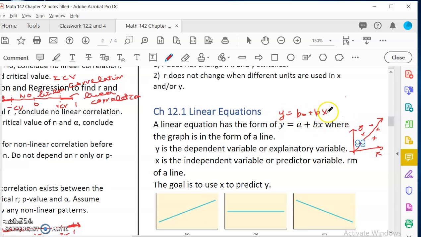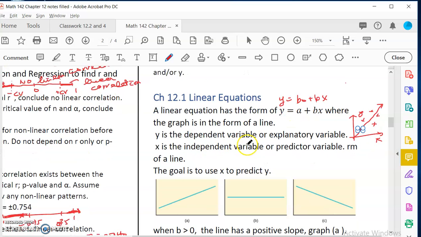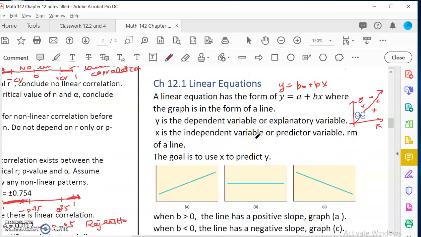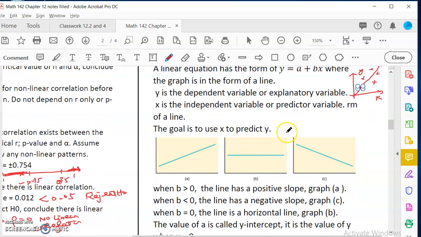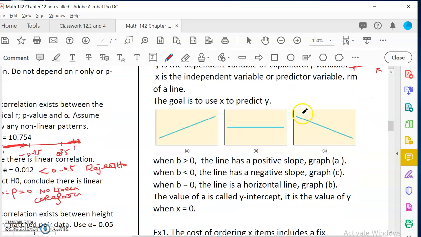X is called the independent variable because you plug in a value for X to find Y, and Y is called the dependent variable. In statistics, we also call Y the explanatory variable, and X the predictor variable. You use X to predict Y. The goal is to use X to predict Y, so that's why the equation is y equal.